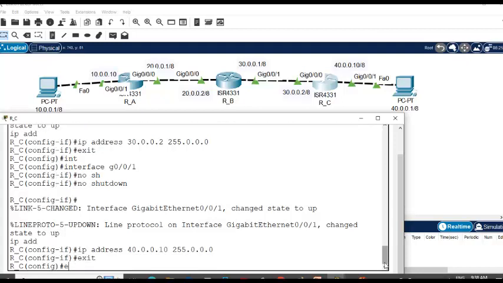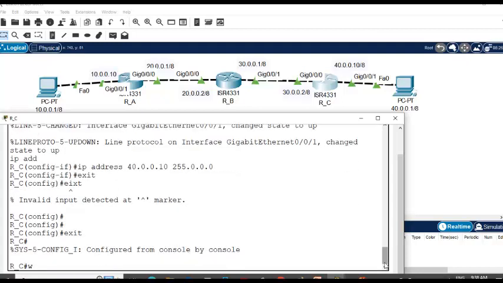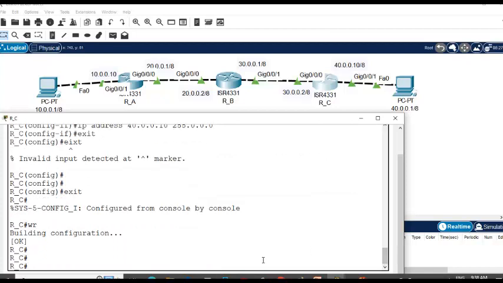WR, or you can type the full command, write memory. Both are the same. Next, let's verify. Show IP interface. You can type "interface" fully, or short, "int". You can see the interfaces are up.